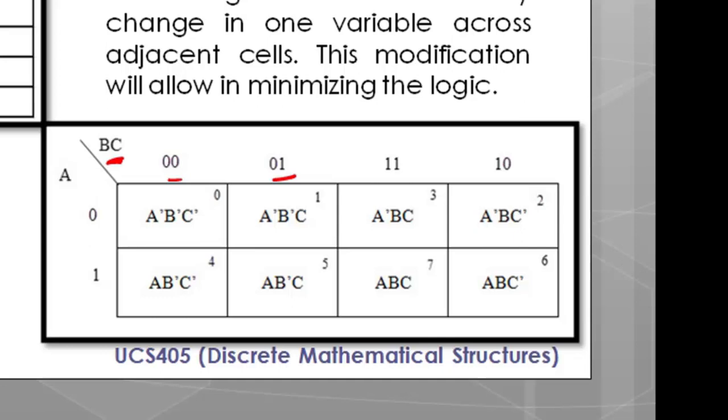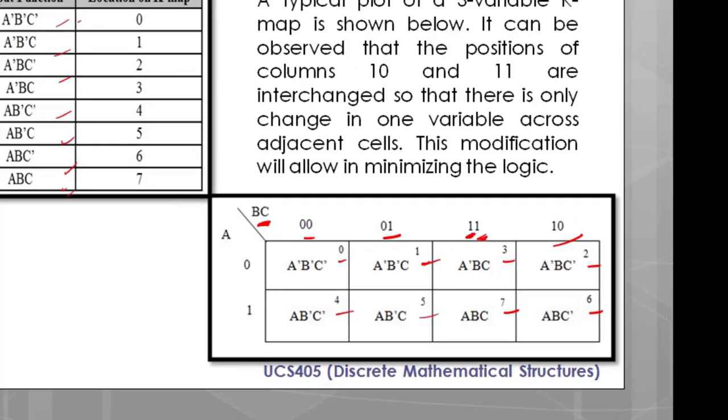So in place of 0, what value will come here? 1. And next is 1 and then 10. Now the values in between also get changed. 0, 1, there is 2, there is 3, next is 4, 5, 6 and 7.